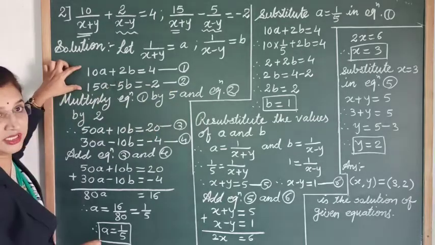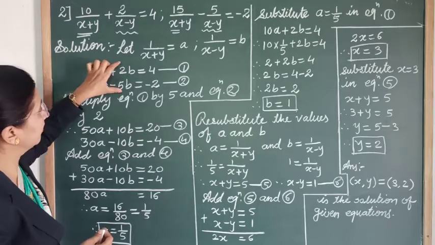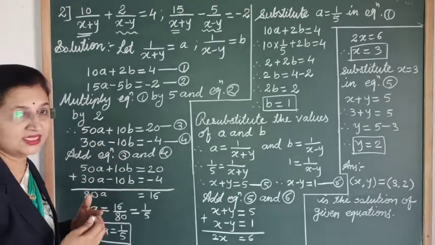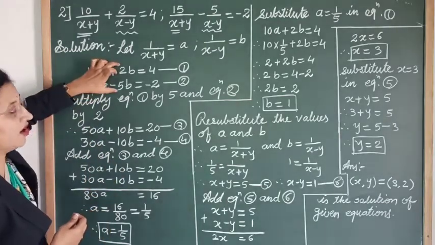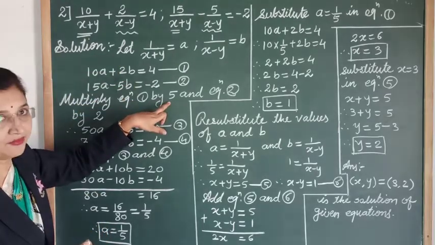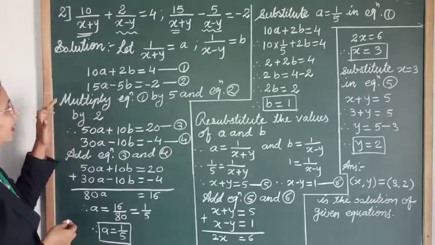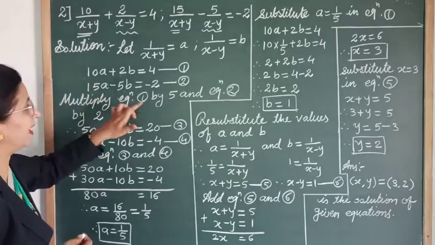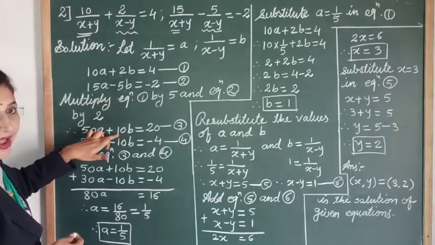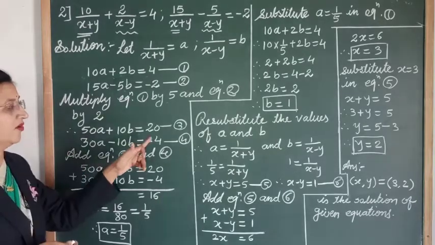Now to solve these equations, we should have the same coefficient. Coefficients of either a or b should be the same. Here for both a and b the coefficients are not the same. So let's make the coefficients of b the same. For that we have to multiply the first equation by 5 and the second equation by 2. So the first equation is going to be multiplied by 5. So 10 5s are 50a plus 2 5s are 10b is equal to 4 5s are 20. So here we got the new equation.